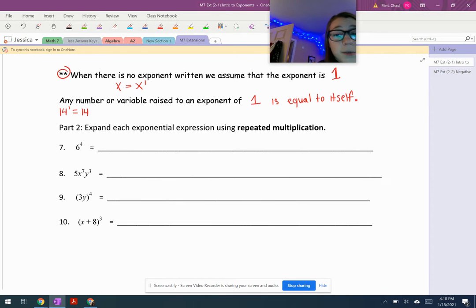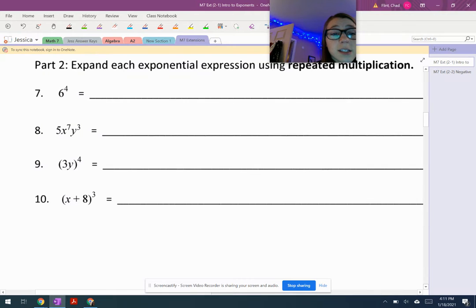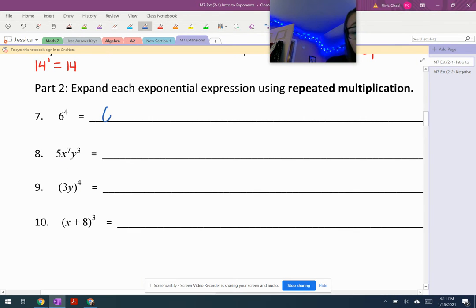So number 7 says 6 to the 4th power. So that means I'm multiplying 6 4 times. So 1, 2, 3, 4. Boom. And all it says to do is expand. It doesn't say to simplify or anything, so I don't need to do anything. I don't need to go to my calculator and do 6 times 6 times 6. You can certainly if you want to, but you don't have to.